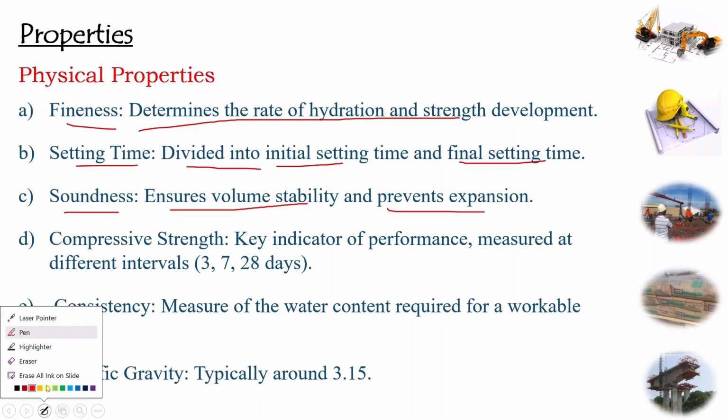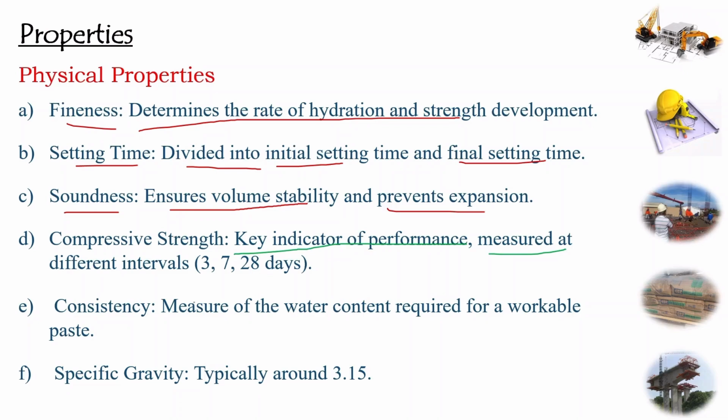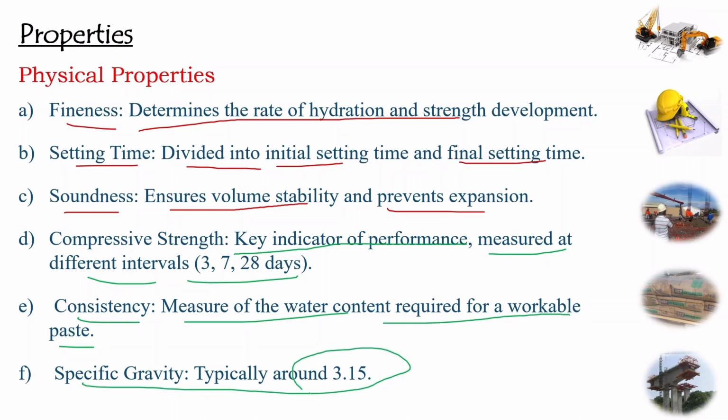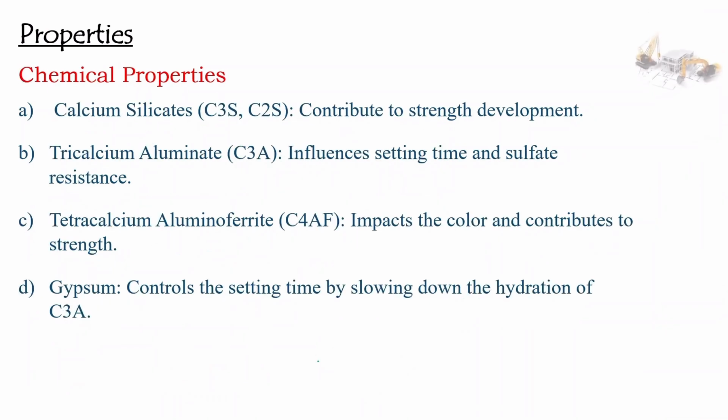Then we have the compressive strength. It is the key indicator of performance, measured at different intervals, that is 3, 7 and 28 days. Then the consistency. Consistency is a measure of the water content required for a workable paste. Then specific gravity. It is typically around 3.15. Then we have certain chemical properties.